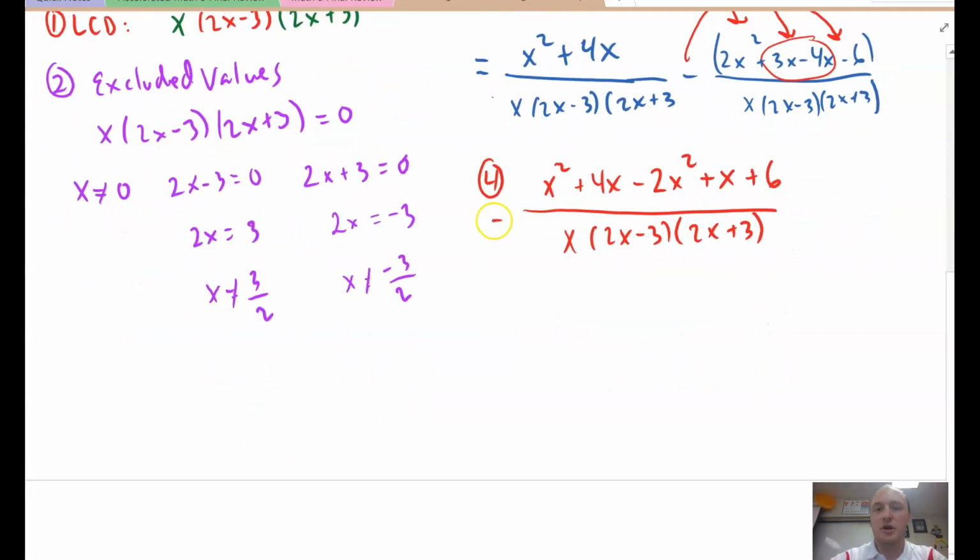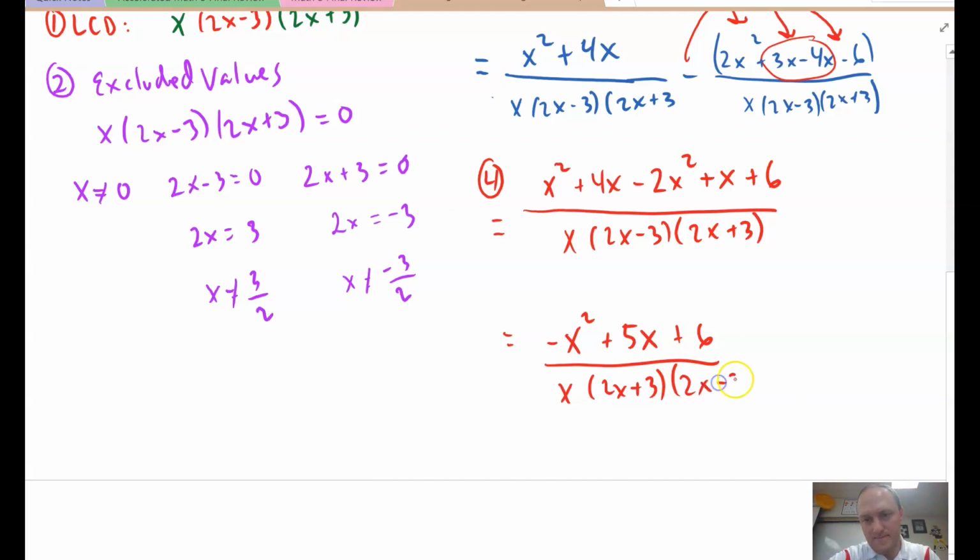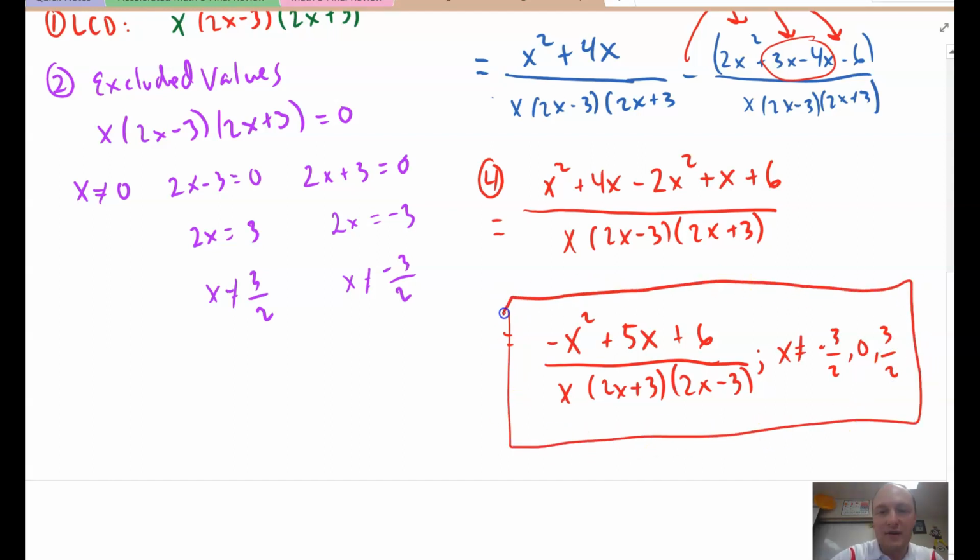Okay, and our last step, we're going to go ahead and simplify this. I have a negative x squared in my numerator. 4x and 1x gives us 5x, plus 6, over x times 2x plus 3 times 2x minus 3. No reason I switched those factors in the denominator. I just did. Okay, and then we state our excluded values. x cannot equal negative 3 over 2, comma 0, comma 3/2. Okay, if you like writing your values in decimals, feel free.